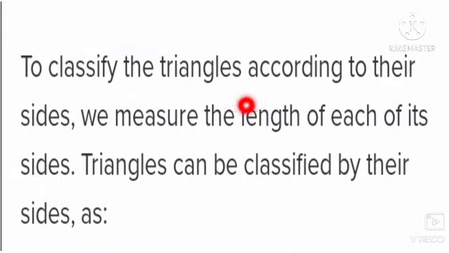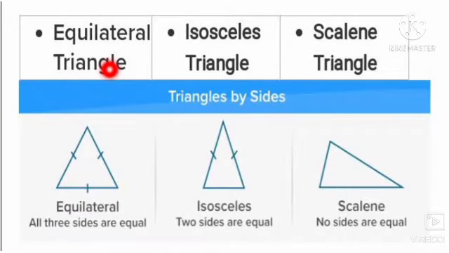To classify the triangles according to their sides, we measure the length of each of its sides. Triangles can be classified by their sides as equilateral triangle, isosceles triangle, scalene triangle. Equilateral triangle, all the three sides are equal. Isosceles triangle, two sides are equal. And in scalene triangle, no sides are equal.